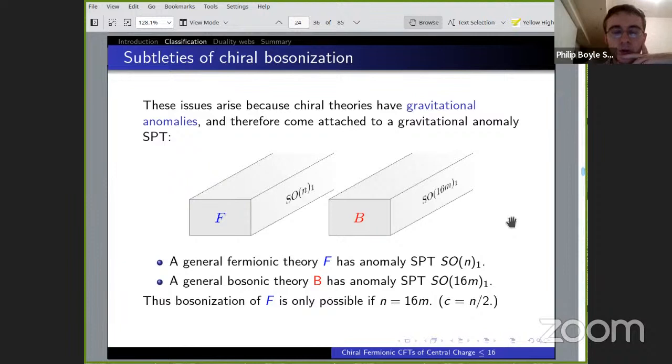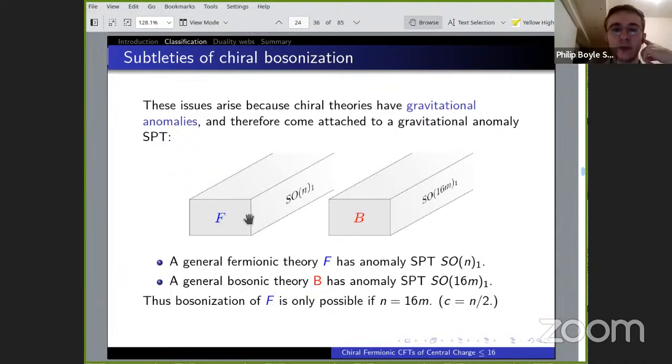So let's review some facts about these theories. But before we do, let's make a really obvious observation. Given these two facts, this implies that bosonization of F is only possible if N is a multiple of 16. And because the central charge is related to the gravitational anomaly by c equals N over 2, this means that bosonization is only possible when c is a multiple of 8.